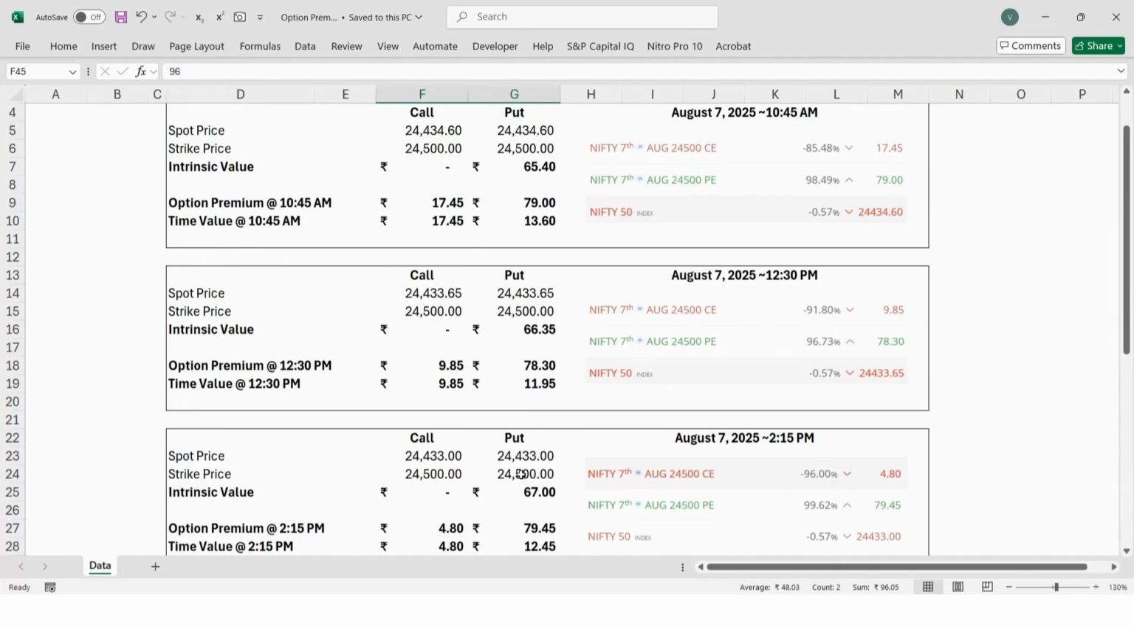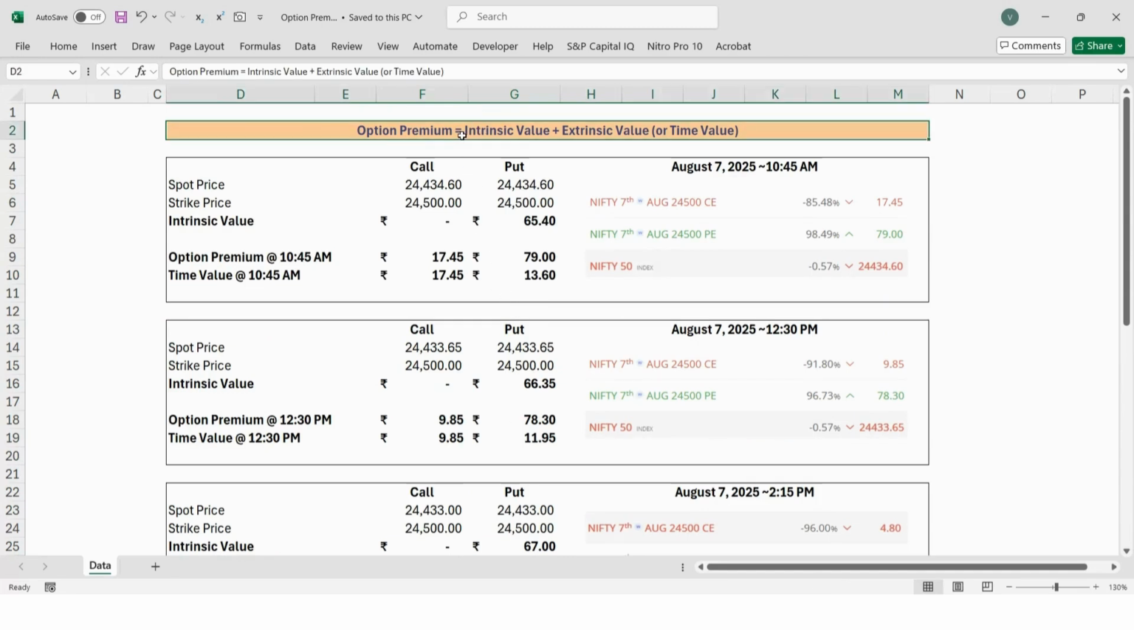And this is why we say option premiums are a combination of intrinsic plus extrinsic value, or time value. I hope this is helpful to understand what an option premium is and how it gets calculated using intrinsic value and extrinsic value.